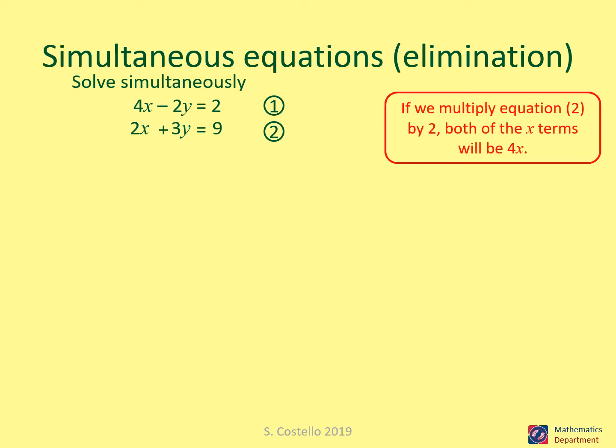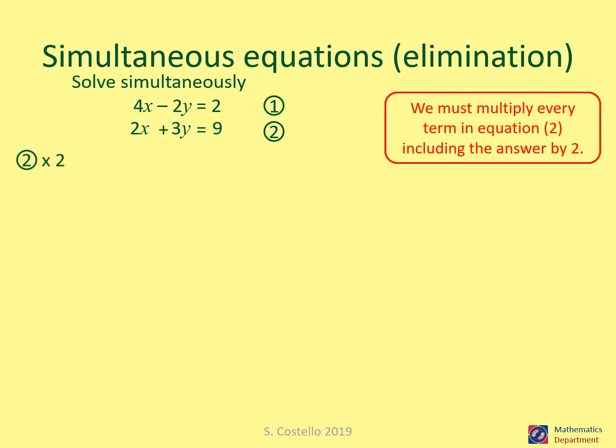If we multiply equation 2 by 2, both of the x terms will be 4x. So we multiply every term in equation 2, including the answer, by 2. Quite often people forget to multiply the answer as well. So we've annotated on the left, line 2 times 2.